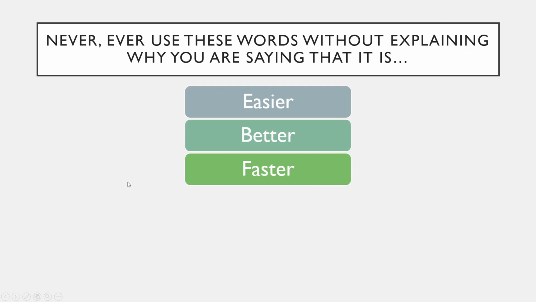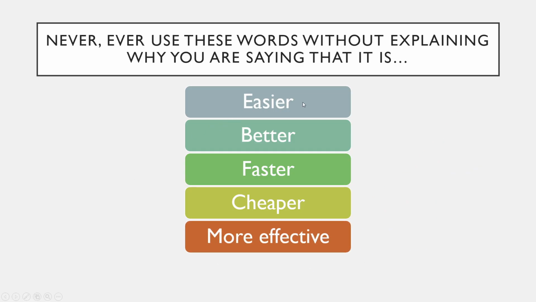Easier, better, faster, cheaper, and more effective. If you are going to use these words, you need to explain why. Okay? Let's say a laser printer: an inkjet printer is cheaper than a laser printer when you initially buy it. But long term, the cost of maintaining it and keeping it is going to be higher. You have to end up answering like that. Okay, so please. Then a few extra tips.